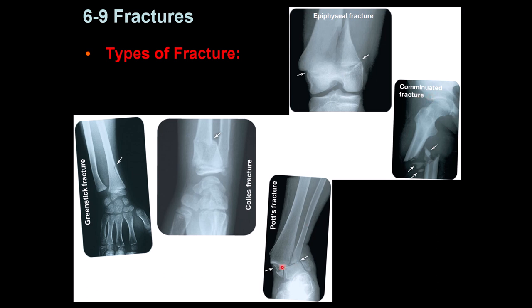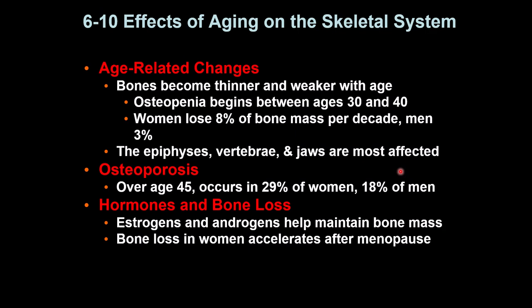Then there is the Pott fracture, and this is in the ankle area. Again, these are the two bones in the leg, and it's fractured around here. And finally, this is the comminuted fracture, which means that the bone has fractured into smaller pieces, and sometimes the sharp area ruptures the skin and blood comes out, and that's an open fracture that is more difficult to treat.